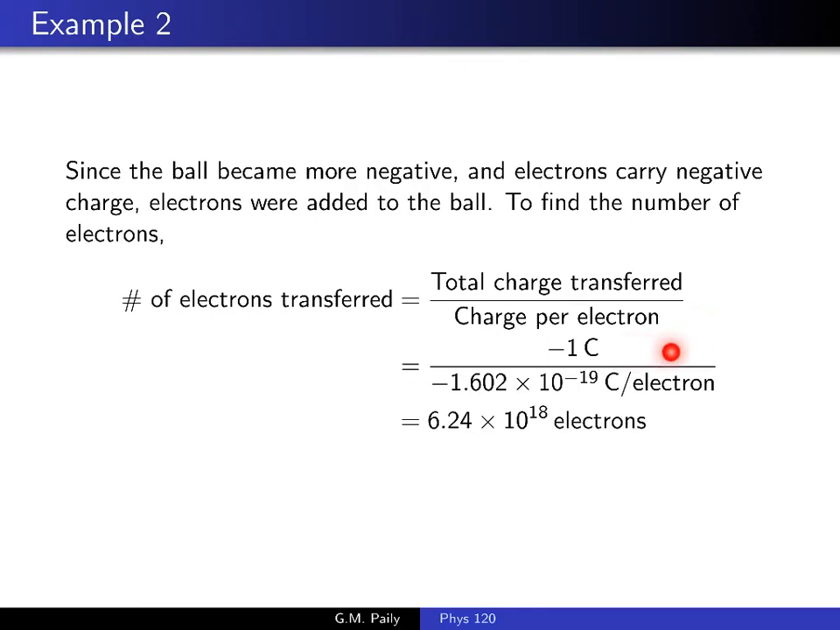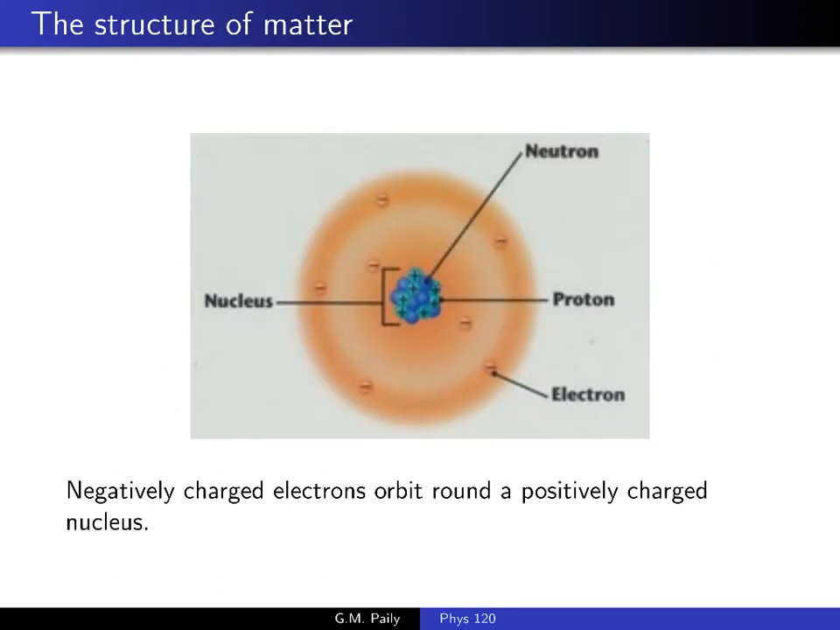Since the change in charge was -1 coulombs, we have -1 coulombs divided by the charge per electron, which is -1.602 times 10 to the -19 coulombs per electron. This gives us 6.24 times 10 to the 18 electrons. We will now discuss the structure of matter a little.